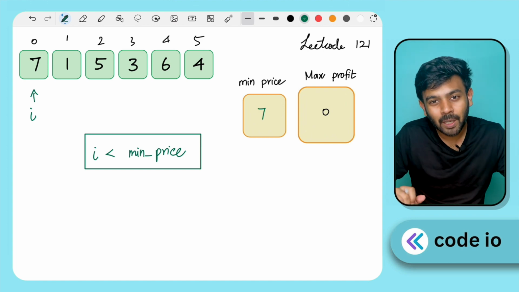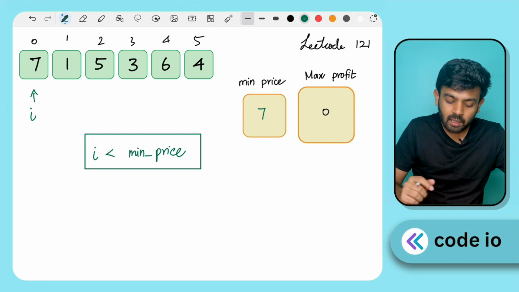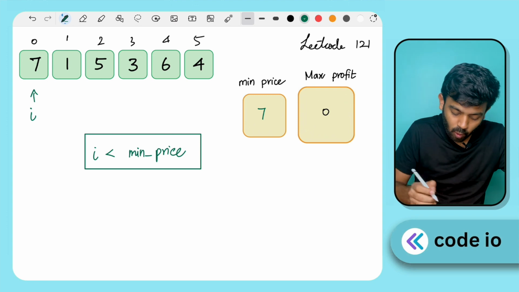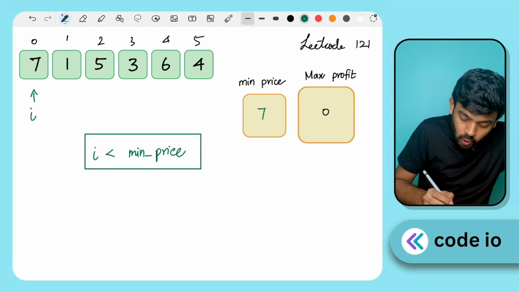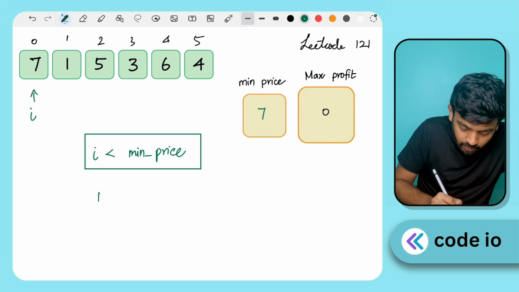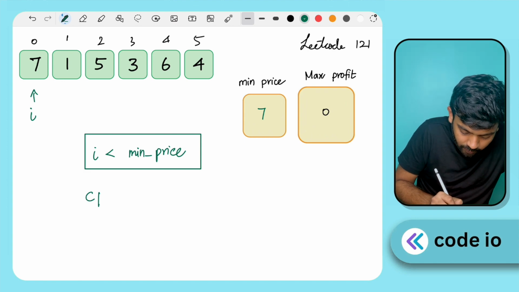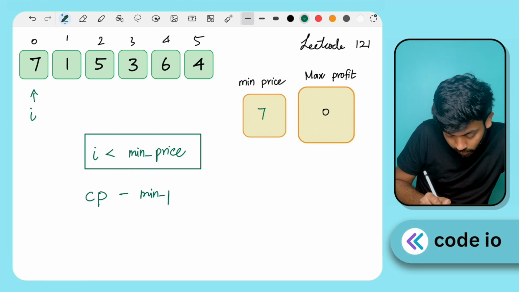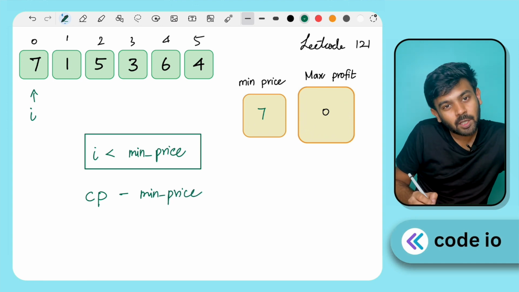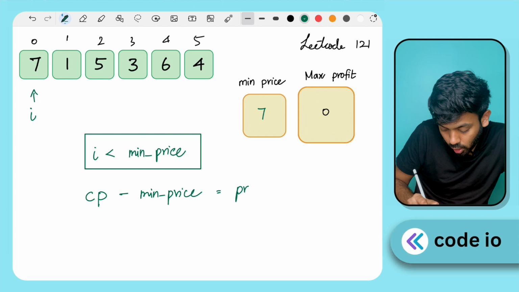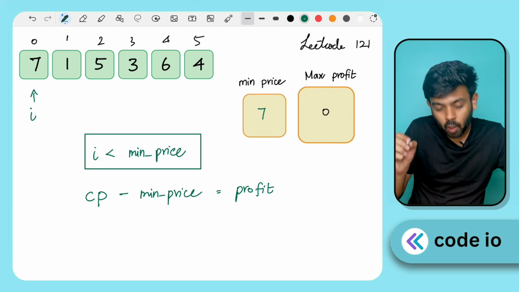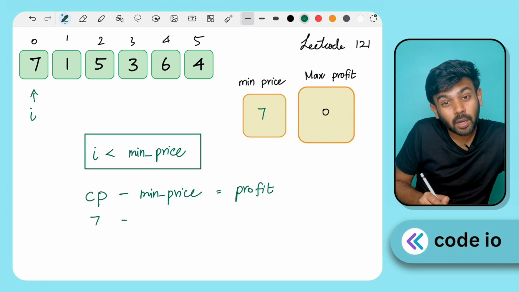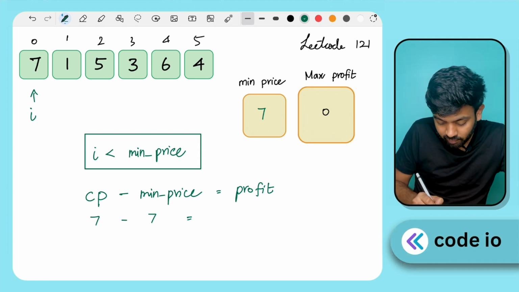Now our current minimum price is 7, and you are going to see what your profit is. How would you calculate your profit? You would calculate it by current price, let me have this as CP, minus your min price. Your current price minus min price is equal to your profit. In this case your current price is the value at i, which is 7, and your minimum price is also 7. So 7 minus 7 is equal to 0.